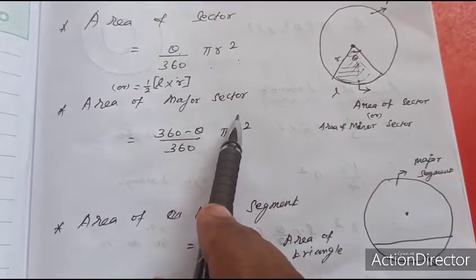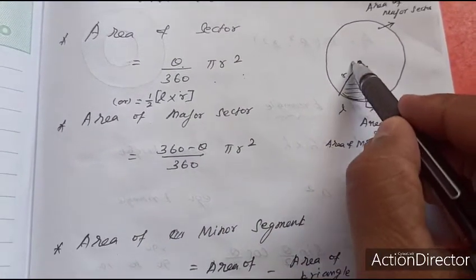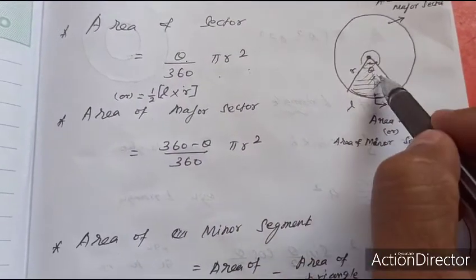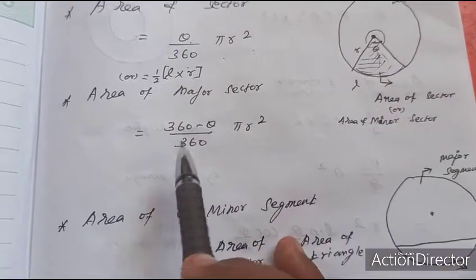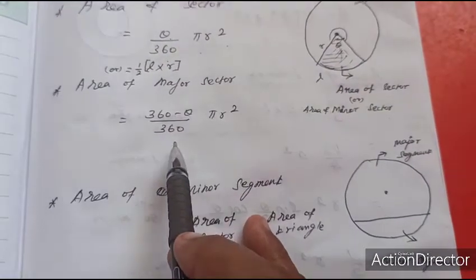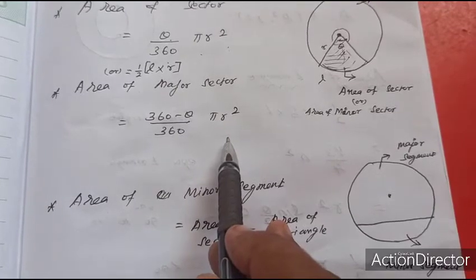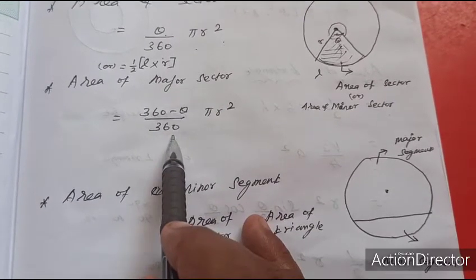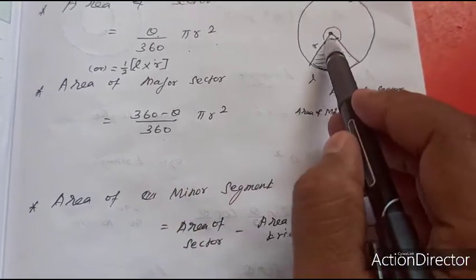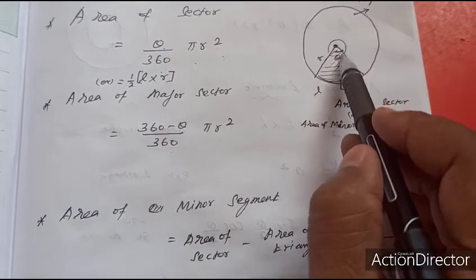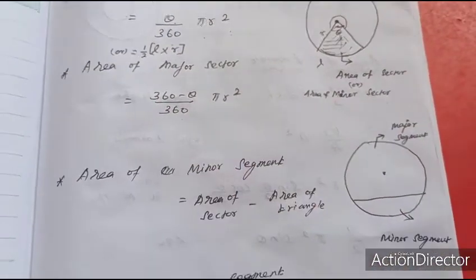Area of the major sector formula: this part, the remaining part, is the area of the major sector. The formula is 360 minus theta by 360 into pi r square. 360 minus theta by 360 into pi r square is the area of the major sector formula.